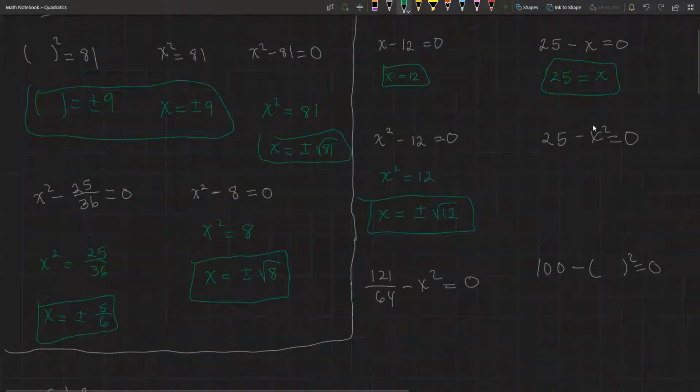All right. And then we can apply that same type of thinking here. Because we have positive 25, let's leave that here. And this is already a negative something, x squared. Let's add that to both sides. All right. And that would give you 25 equals x squared.